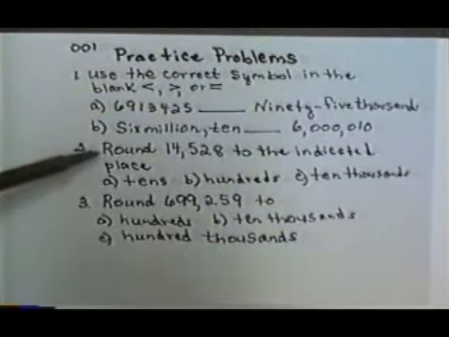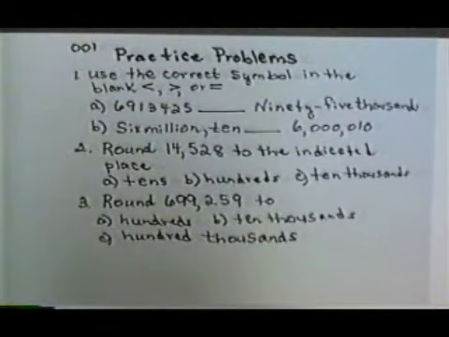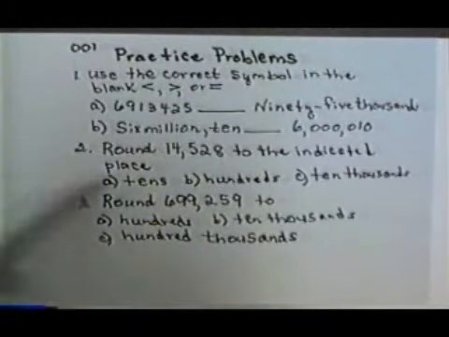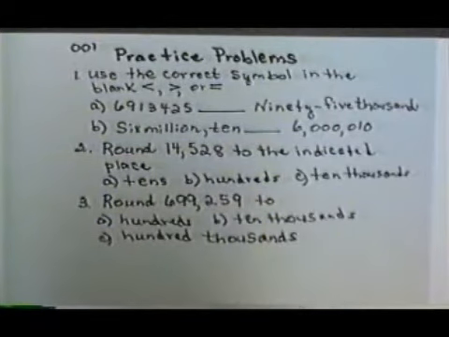Number 2, round 14,528 to the indicated place. Part A says to round it to tens. Part B, hundreds. Part C, 10,000s. Number 3 says to round 699,259 to A, hundreds. B, 10,000s. C, 100,000s. Copy down these practice problems. Once you've got them copied down, cut your tape off and work your problems. When you're satisfied with your answers, cut the tape back on to check them.